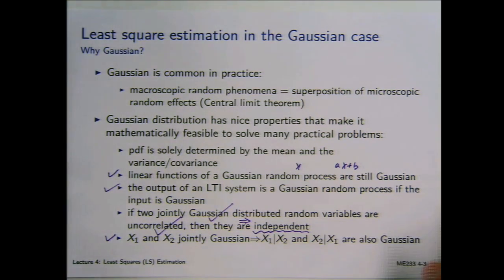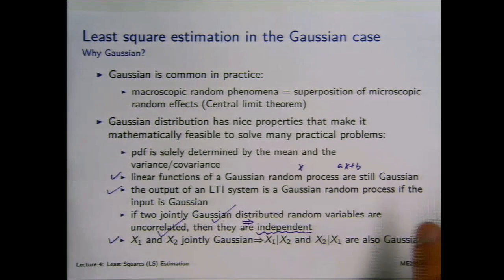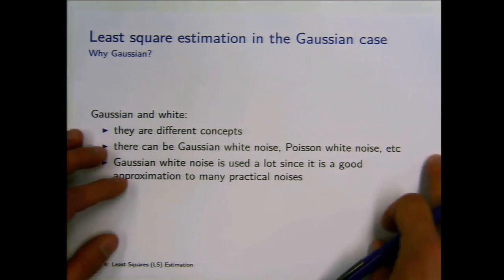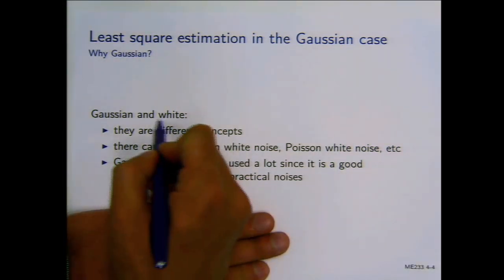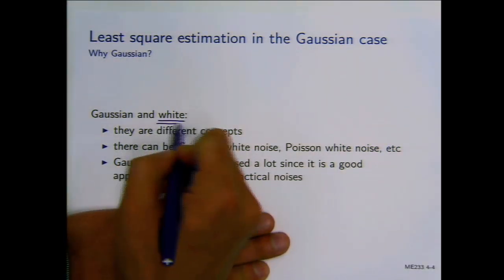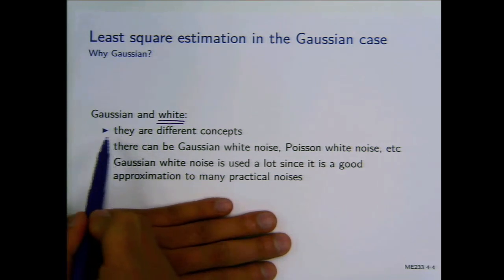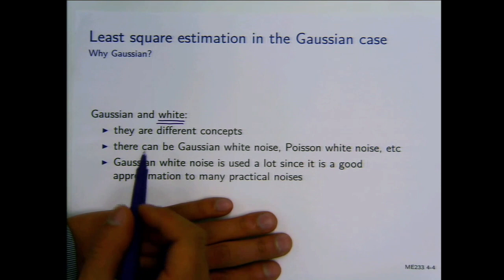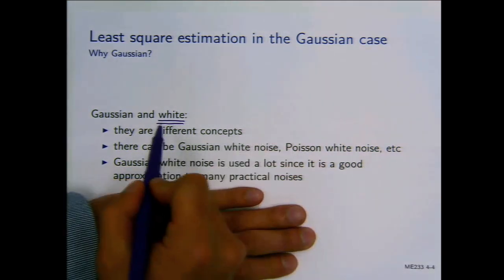This can also be proved out from going through the PDF of the random vector. We learned also whiteness of random process. I want you to understand that Gaussian and white are different concepts. A random process being white, what does that mean?